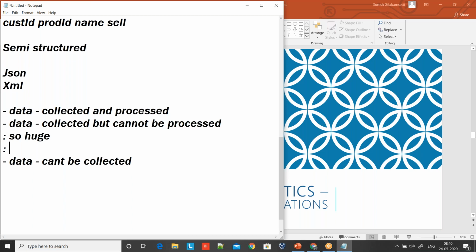Second thing was, I'm having only an RDBMS, or maybe only data warehouses, which predominantly only deal with structured data. So I'm getting some semi-structured data, or some unstructured data, which I'm not able to process. Okay, maybe this could be another reason: different types of data.